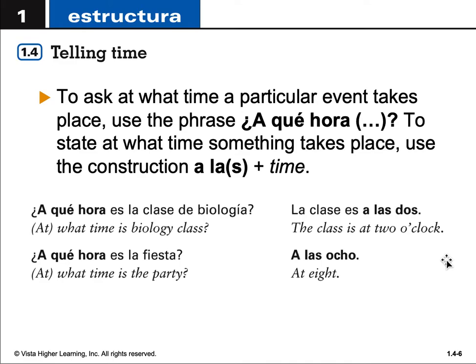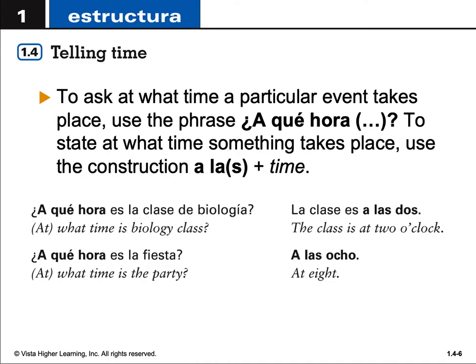To ask at what time a particular event takes place, use the phrase a qué hora. Okay, this is a huge difference, and this is another area where every single semester students confuse the difference between telling what time it is and telling at what time something takes place. Big difference, right? Right now it's 3:03 in my house, and at 5:30 we will eat dinner. Okay, so those are two different sentences, and we express them differently in English, so we need to express them differently in Spanish as well.